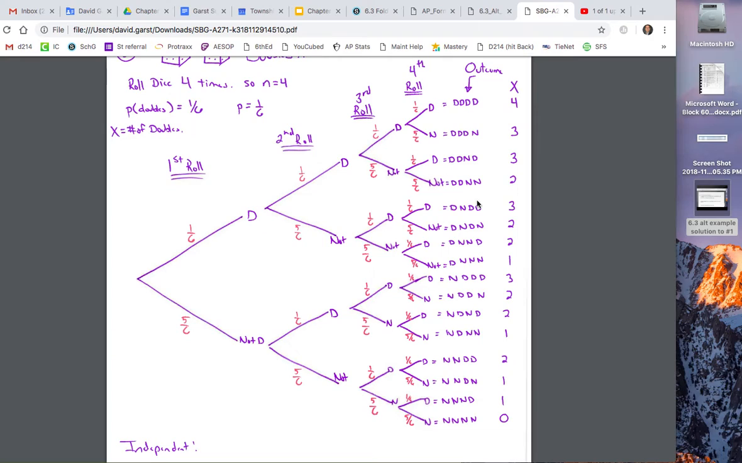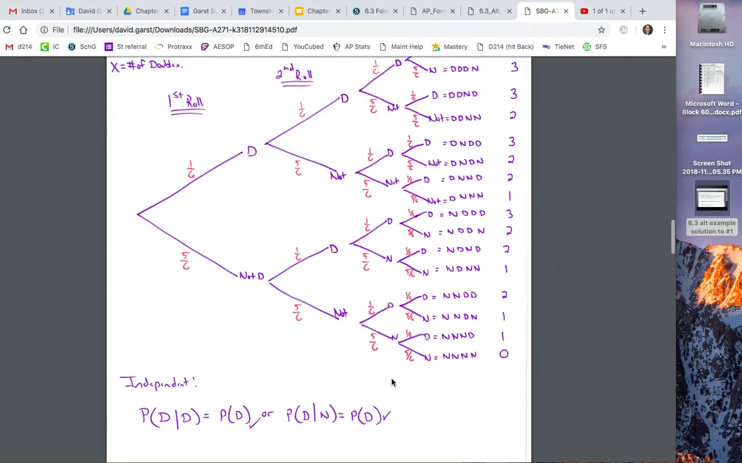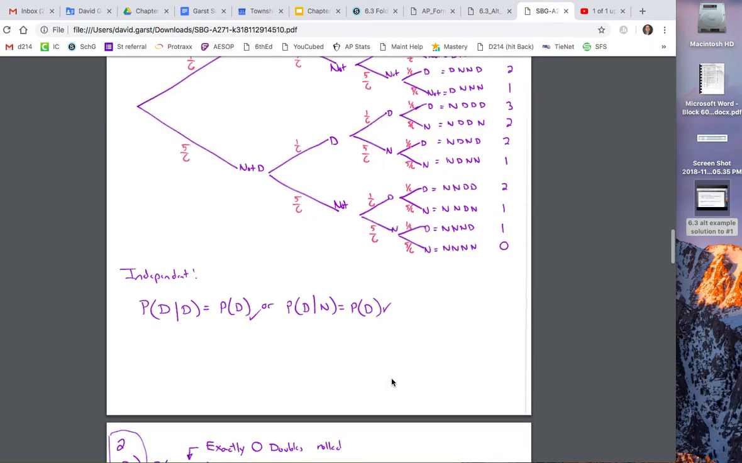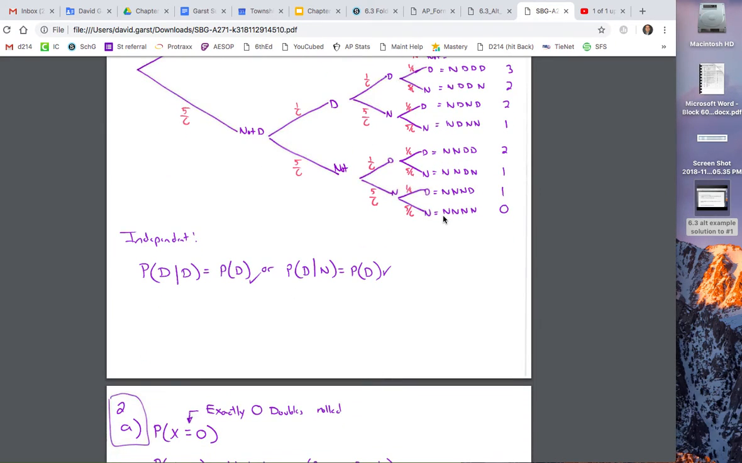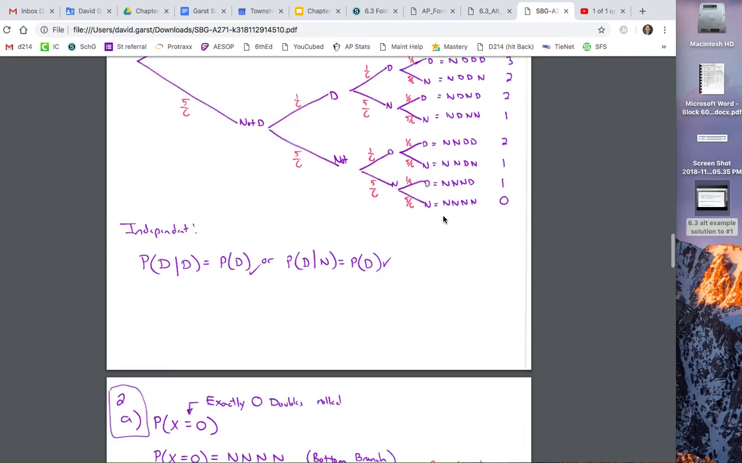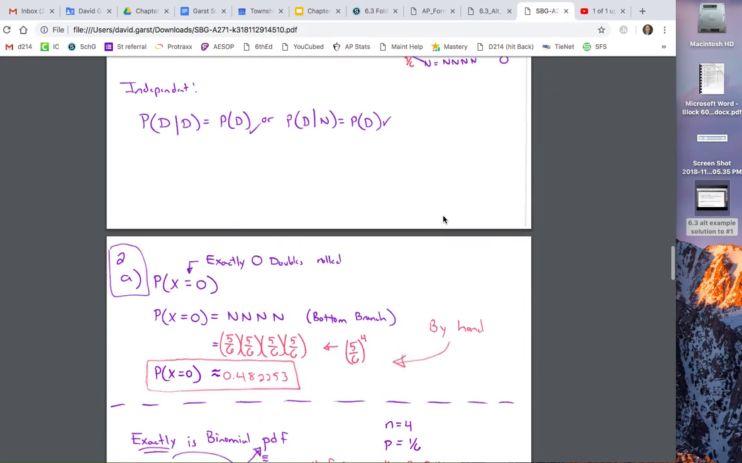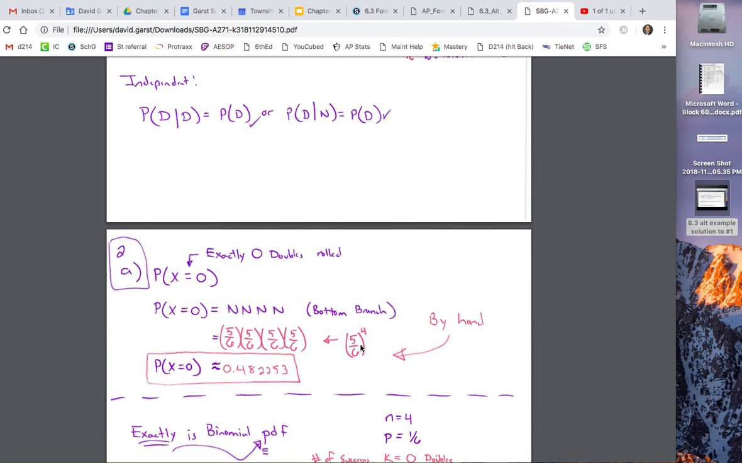And in part 1a, it says, what's the probability that you don't roll doubles at all? So what branch of the tree is that? That's going to be no, no, no, no. That's this one down here. 0 doubles is no, no, no, no. All right? So how are we going to do part A? Well, when we go down the tree diagram, as we did in chapter 5, we're going to be multiplying 5/6 times 5/6 times 5/6 times 5/6. Another way to think about that is 5/6 to the 4th.